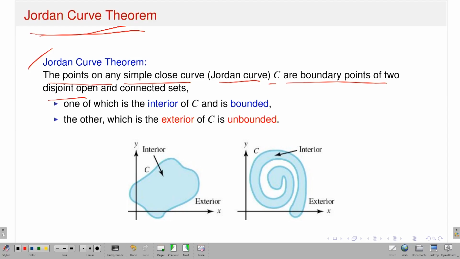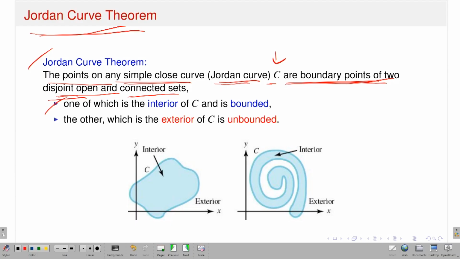Okay. It says that the points on any simple closed curve or Jordan curve, let it be C, are boundary points of two disjoint open and connected sets. So I have two disjoint open connected sets, and there is a boundary, and the points on the boundary are nothing but the Jordan curve. So the points on any simple closed curve, which is nothing but Jordan curve C, are boundary points of two disjoint open connected sets.